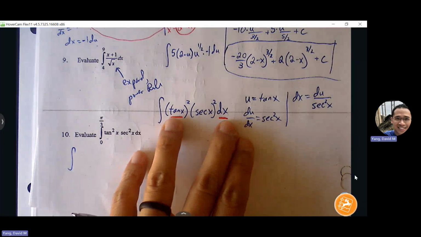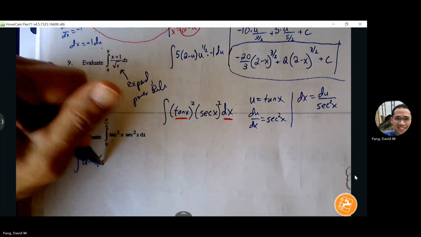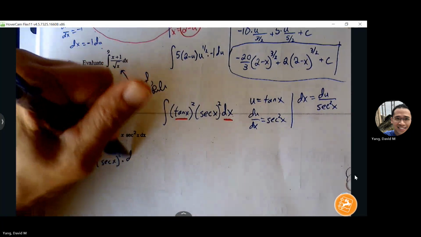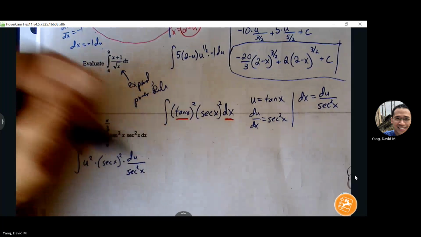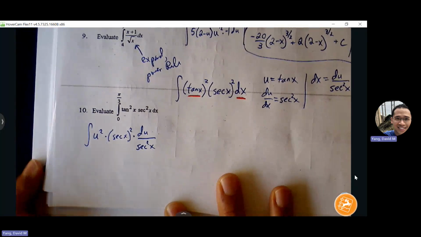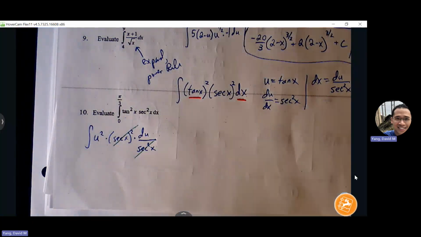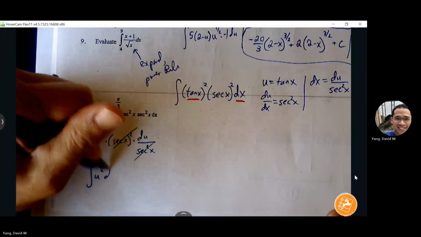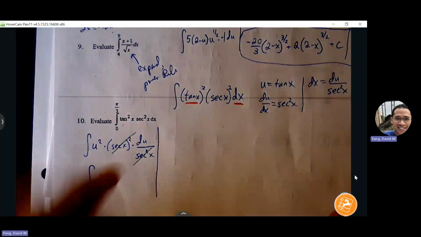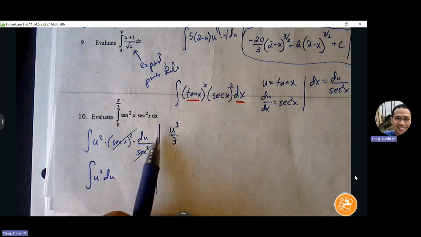Make my substitutions. Do the x's go away? Yes, they do, right? So we know that's a perfect fit. This ends up being a nice clean power rule. U squared becomes U cubed. And I start plugging in the pi over 3 and 0 for this.